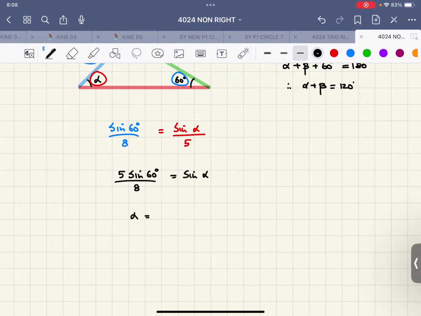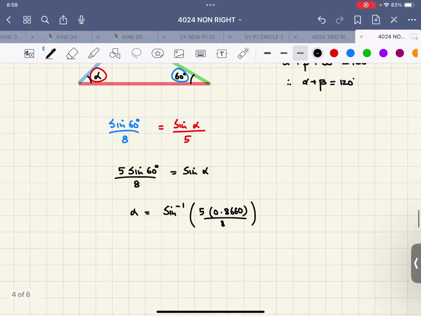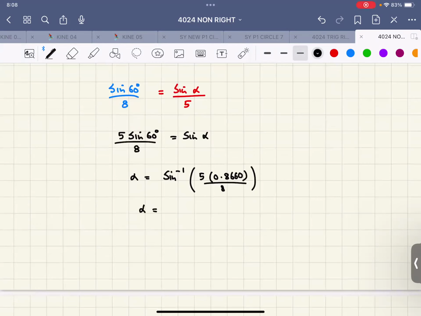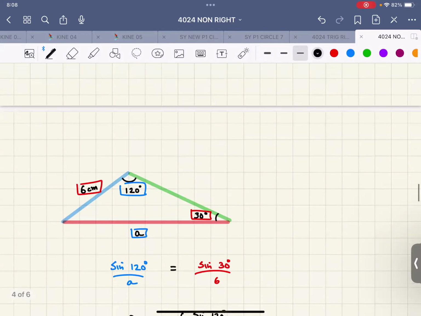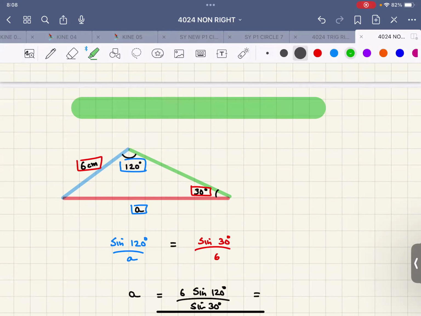Therefore, alpha is sine inverse of this thing. 5 sine 60 is 0.8660, divided by 8, and then you will find alpha. Therefore, beta plus alpha is 120 degrees. Hence, you will find the value of beta. So I hope this is all good, all clear. These are some examples of the sine rule. So let me write it down. These are worked examples of the sine rule.